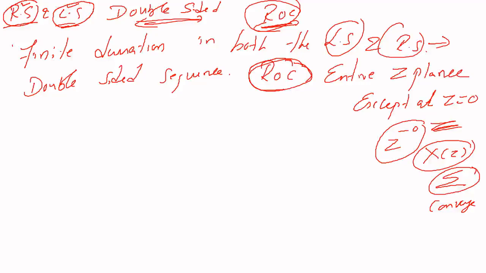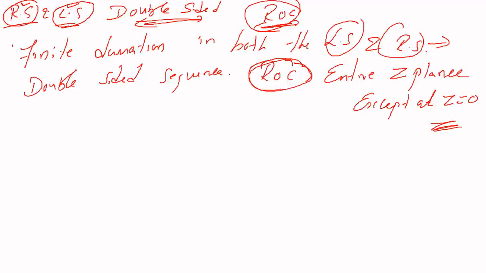So this is the explanation, the same explanation as in Laplace transform applies here as well. So this is one condition. If it is a double-sided sequence, ROC will be the entire Z plane except at Z equal to 0. The second condition is, and also, the ROC will be modulus of Z lesser than infinity.